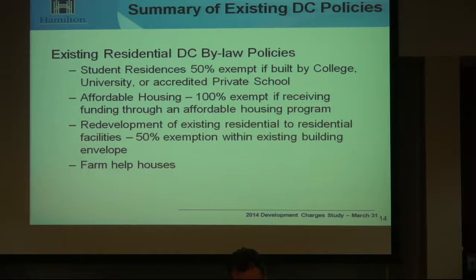For redevelopment of existing residential facilities, or existing residential to residential facilities, we provide a 50% exemption within the existing building envelope. So this is, for instance, taking a single-family home that's been used as a rooming house. If they legally change that into a lodging home, it provides a discount on the additional development charge cost. So it's something that could help reduce the burden or cost of legalizing rooming houses.